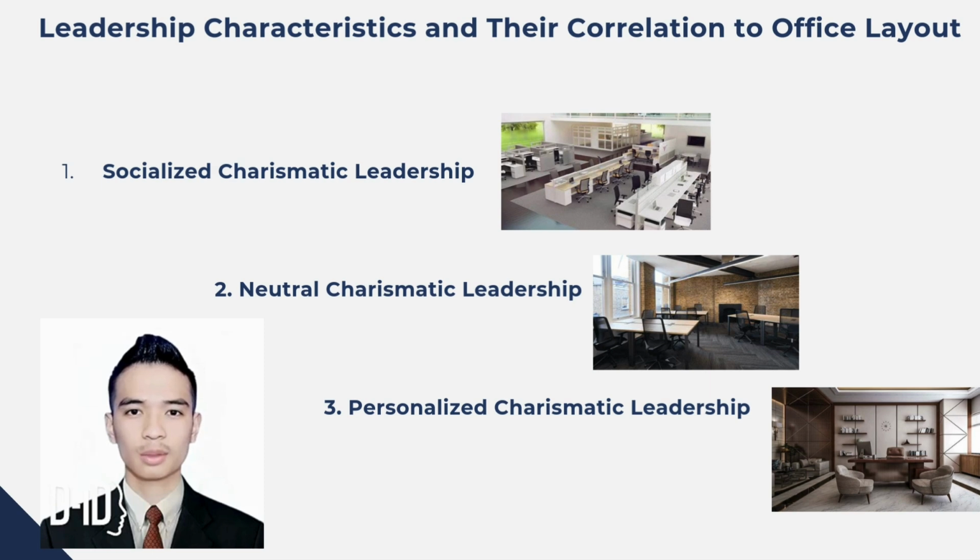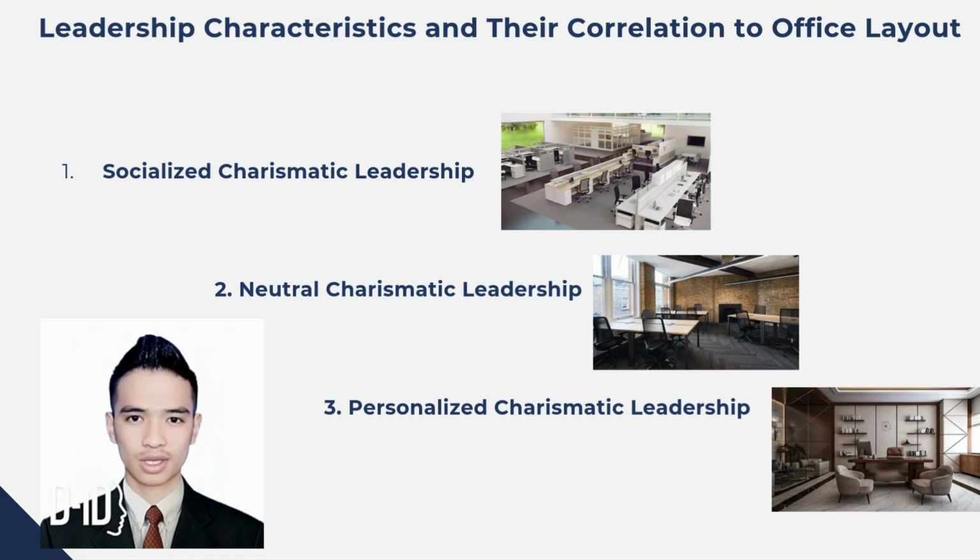In this journal, it is explained that there are several types of leadership characteristics and their correlation with office layout within companies. First, socialized charismatic leadership. This leadership style tends to support office layouts that facilitate employee interaction. Open spaces, shared work areas, and discussion rooms can enhance collaboration and communication, creating an environment that supports pro-social values. Second, neutral charismatic leadership. This leadership style supports more flexible office layouts that allow adjustments based on the needs of projects or teams. These can include movable workspaces or areas that can be reconfigured for various functions.